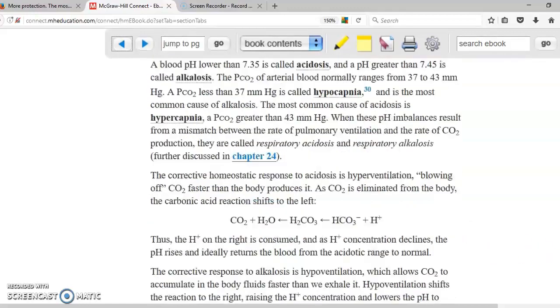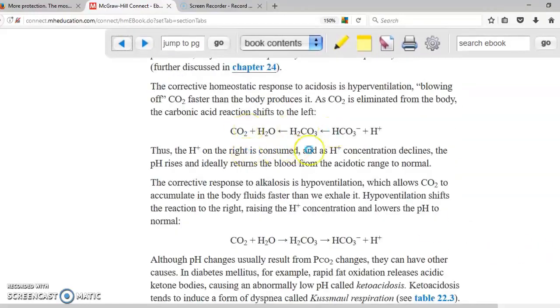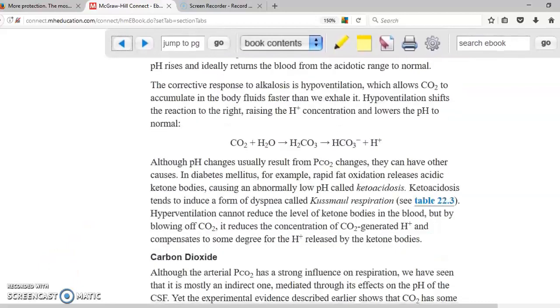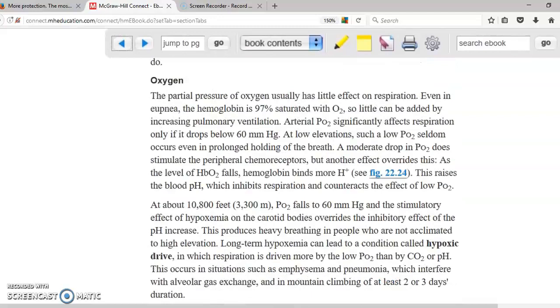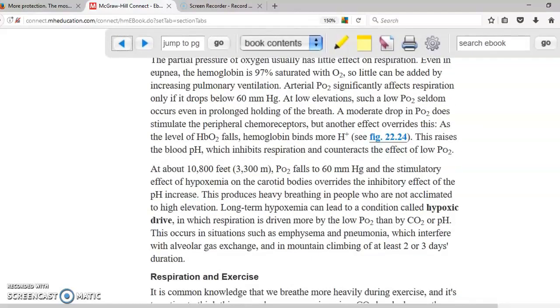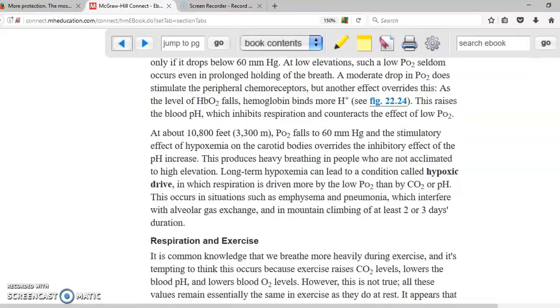So if you keep scrolling down, this is the chemical reaction that we already talked about. And so, well, there you go. You have carbon dioxide, oxygen. Oxygen has basically no effects on the changes in ventilation that we're going to have in our body, unless there's some extreme circumstance, like it says in here, very high altitude.